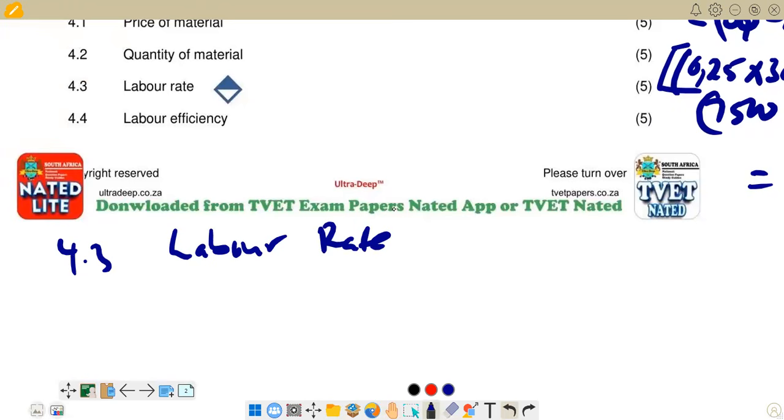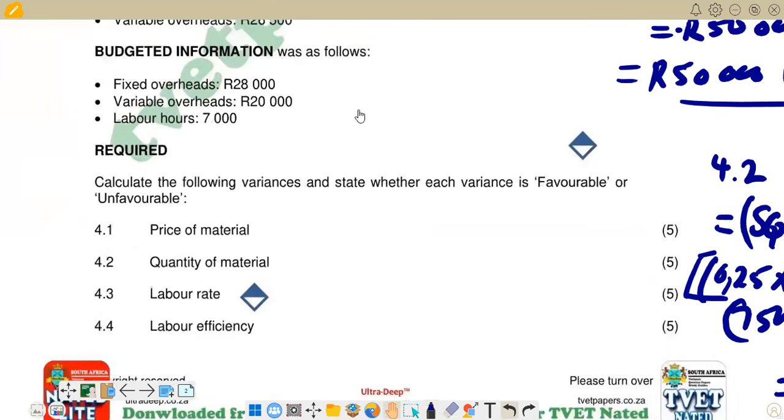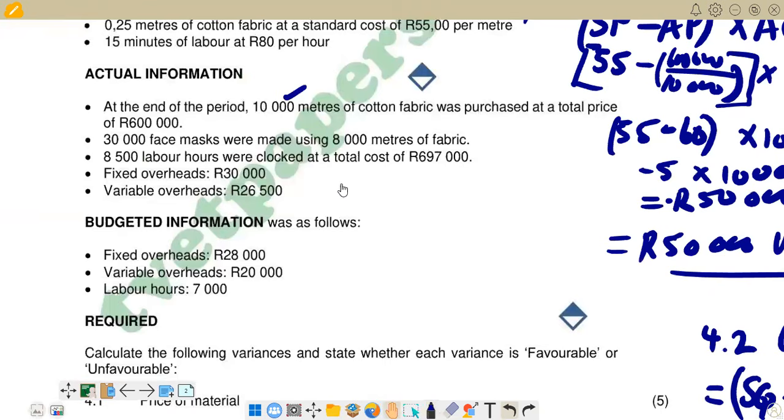This is now 4.3. And the formula for labor rate is standard rate minus actual rate in brackets. Then we multiply by actual time. So our standard rate, we are going to find it again in the section that we have for standard. So we go at the beginning of the question. That's where we are going to get our standard rate.